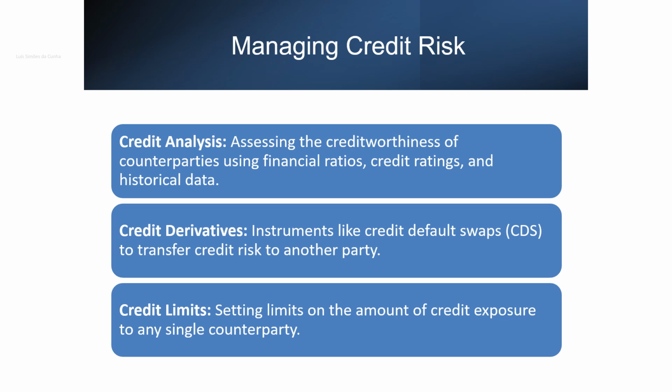Managing credit risk involves credit analysis to assess the creditworthiness of counterparties using financial ratios, credit ratings, and historical data. Credit derivatives, such as credit default swaps, CDS, transfer credit risk to another party. Setting credit limits helps control the amount of credit exposure to any single counterparty.